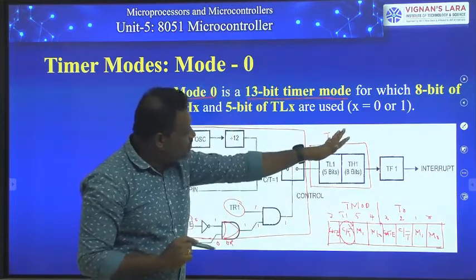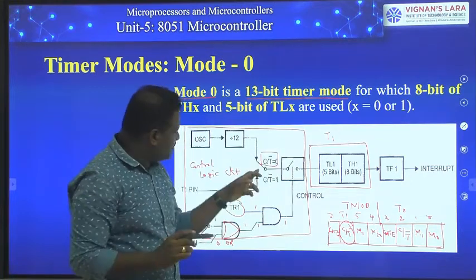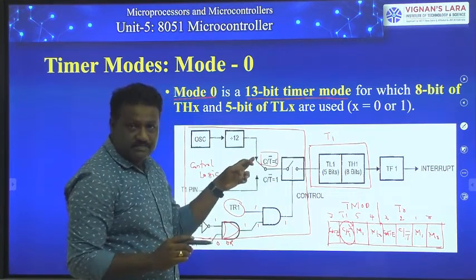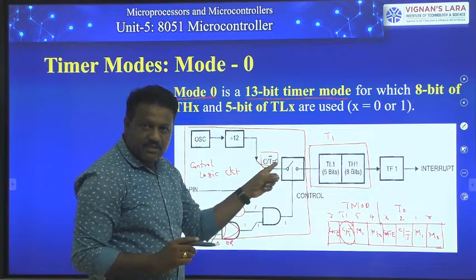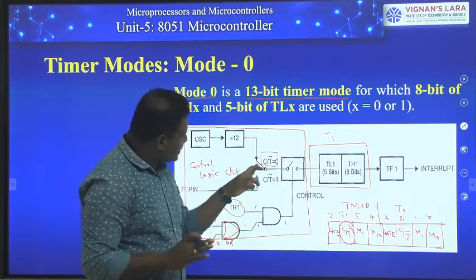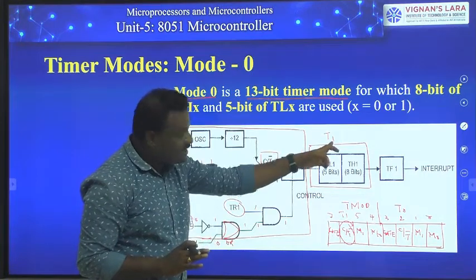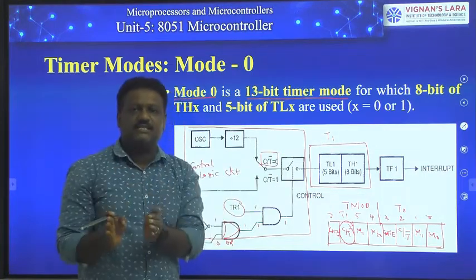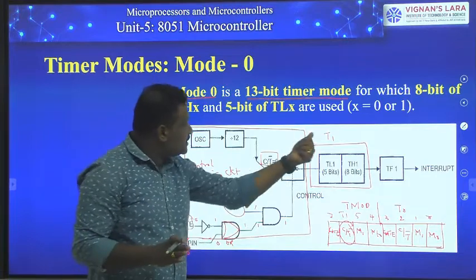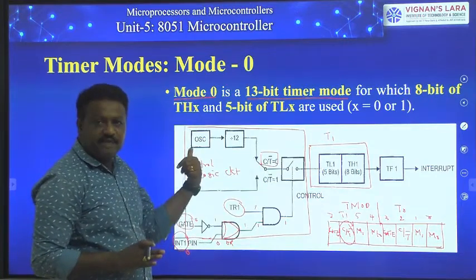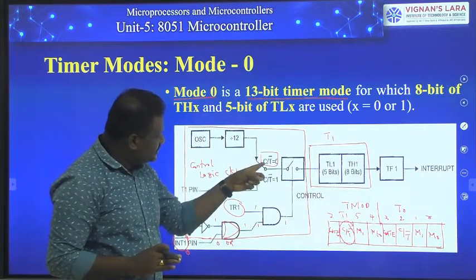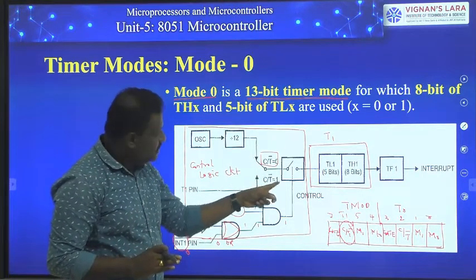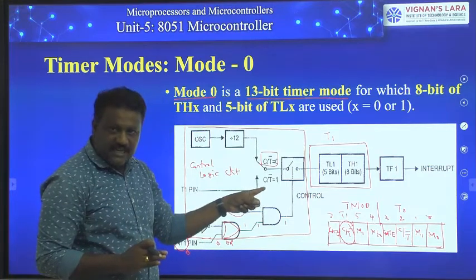So now if I use this T1 as a timer, this switch is connected to this. That means this bit must be set to 0. So once this switch is connected to this, timer 1 acts as a timer itself, because timer 1 gets the clock signals from the internal oscillator circuit. And once this C/T bar becomes 1, your T1 acts as an event counter.